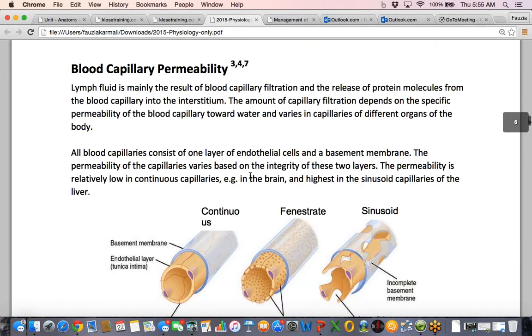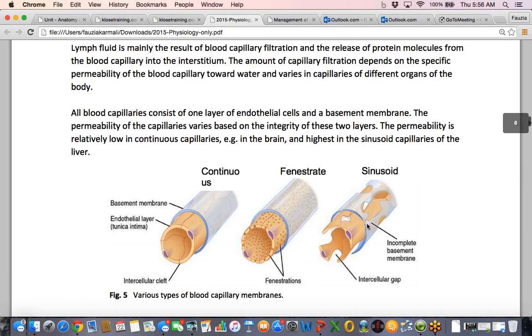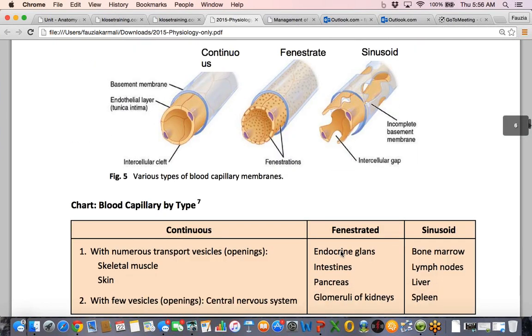So, what are the reasons that you get this increased lymphatic load? There are a few main reasons why that happens. One is the blood capillary permeability. There might be a change in how permeable the membrane of the capillary is, so you might get a little more filtrate coming out.